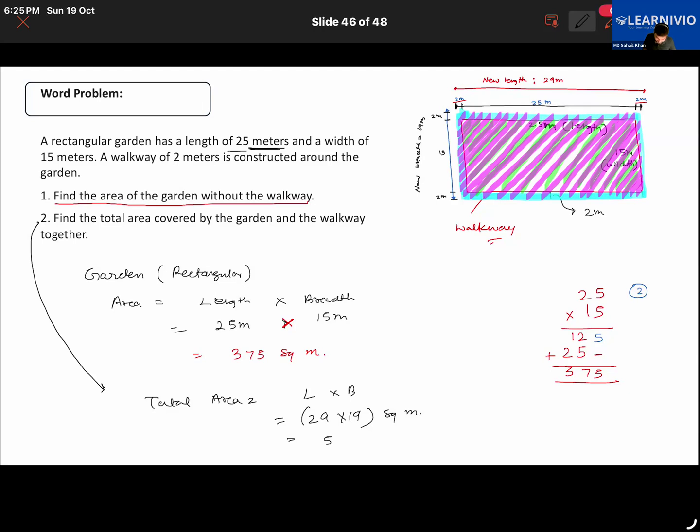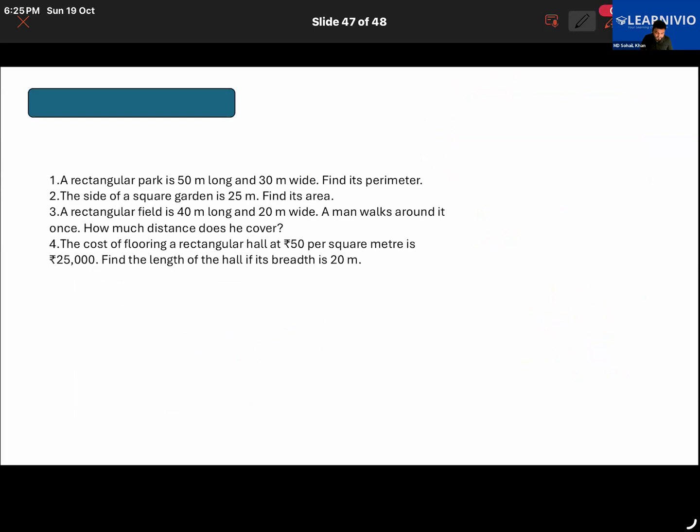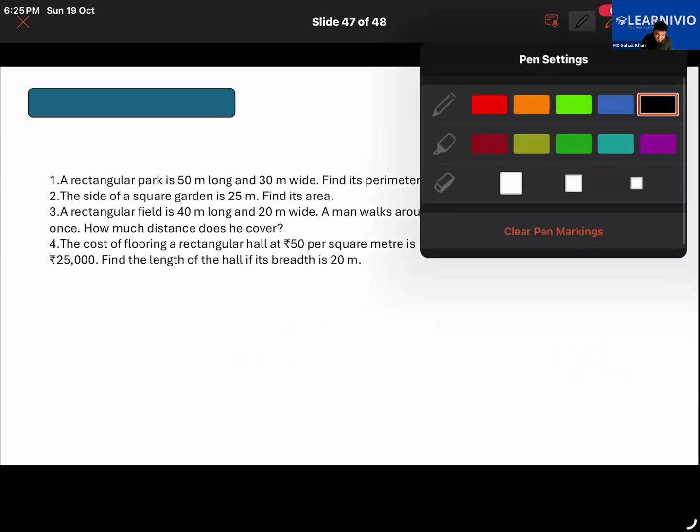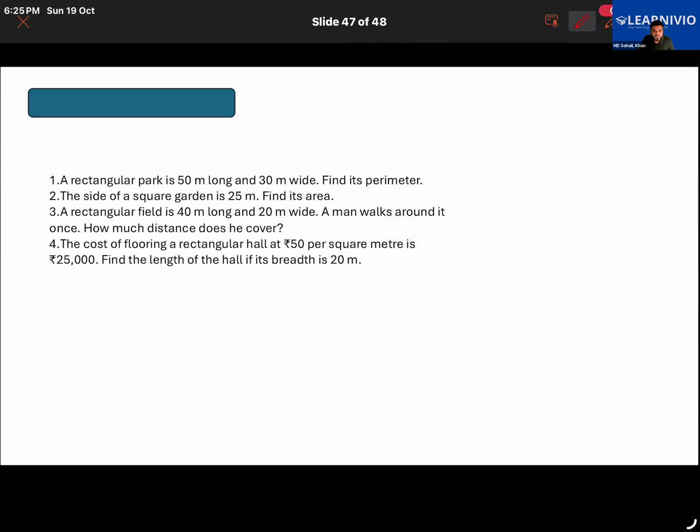So 551, and unit will be square meter since we are finding area. So square meter. Okay. So in this manner, this question had to be solved. These are some easier questions actually. Some of the questions are easier in this one.